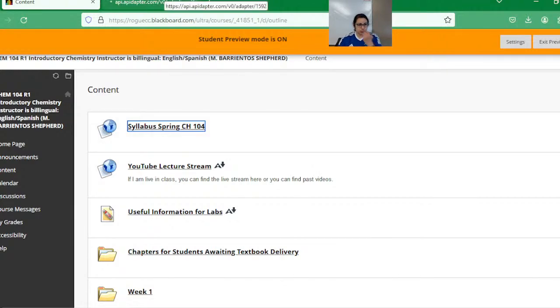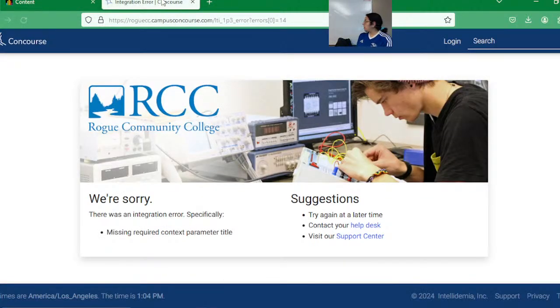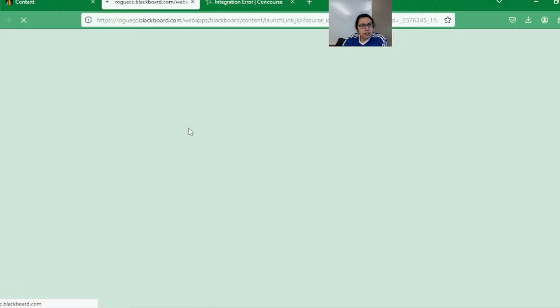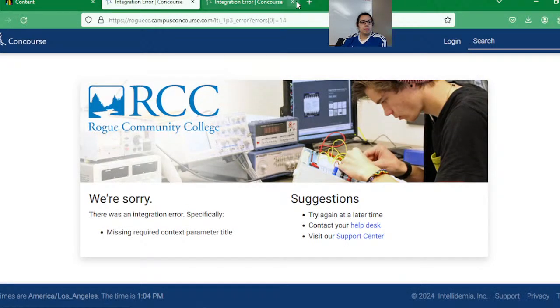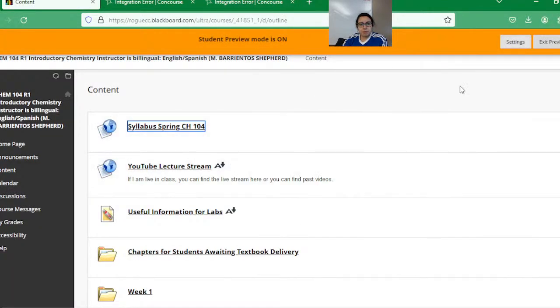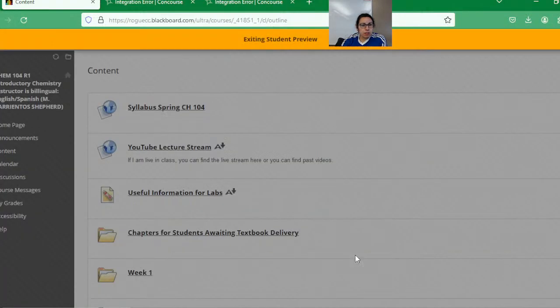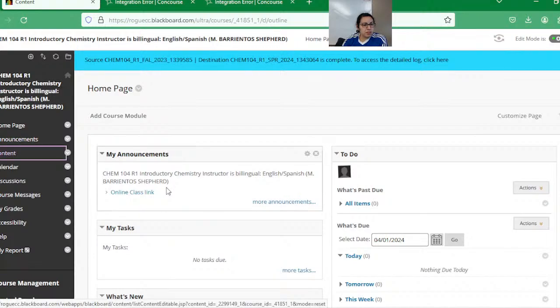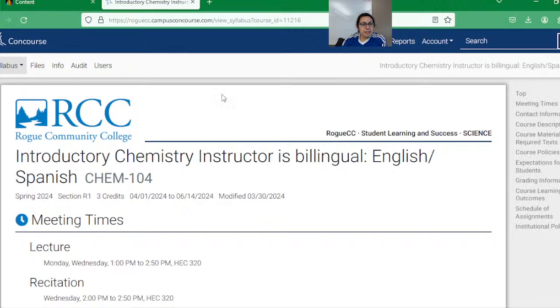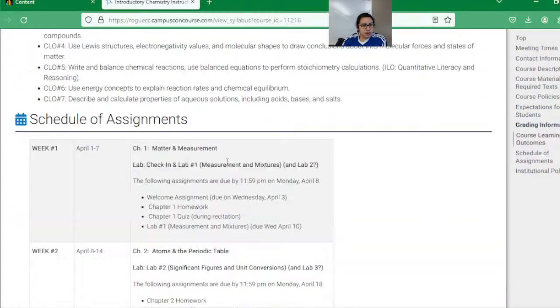Let's look at our syllabus first of all. If you were in lab this morning, you got a preview as to why my syllabus, oh my gosh, what is this integration error? Are you kidding me? Okay. Maybe it's mad at me because I'm in preview mode. I just didn't want you to see all my junk. All right, now it loaded.